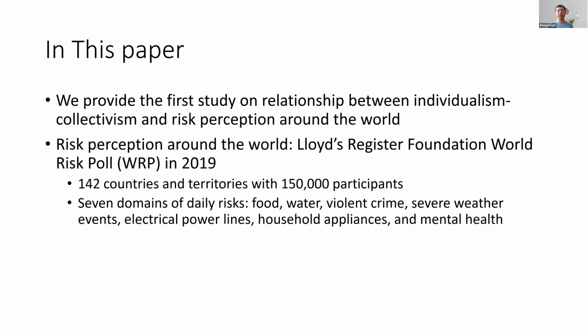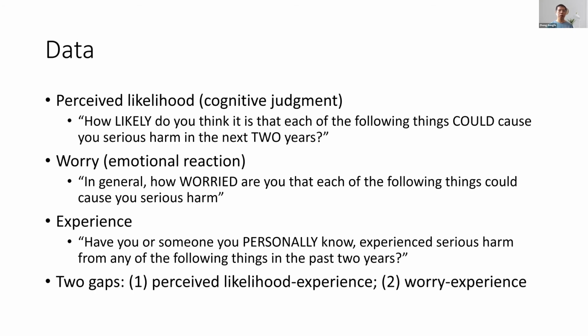The survey itself contains risk perception from various domains. But for our study, we are going to focus on risk perception in 7 domains of daily risk: food, water, violence and crime, severe weather events, electrical power lines, household appliances, and mental health. In part because for these domains, they have a more systematic way of asking about the risk perception of the individual. Essentially, there are 3 types of risk perception related questions.